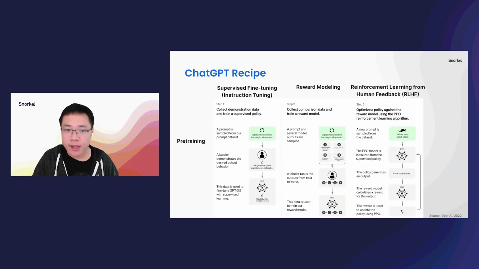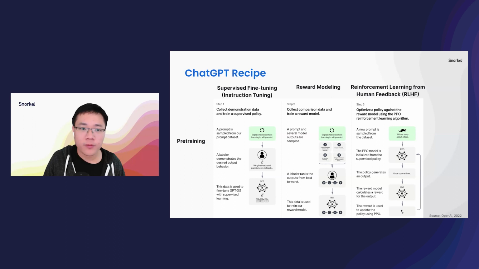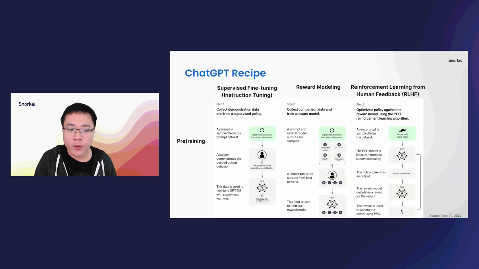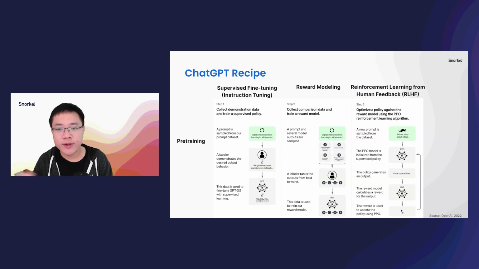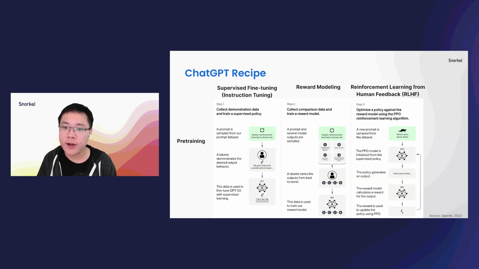Now let's discuss the recipe to train the ChatGPT model. In addition to pre-training, which is learning the whole internet data, and supervised fine-tuning, which some call instruction tuning, which is learning on supervised policy, like really high quality data, the OpenAI team did 2 additional steps: reward modeling and reinforcement learning from human feedback.